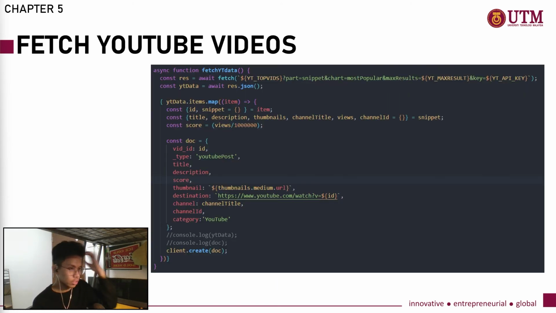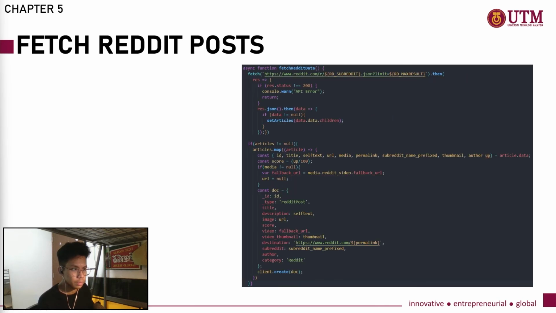This one is for fetching YouTube videos with the URL and API keys at the top. It fetches the top 10 YouTube videos that are trending on the day, and then it creates a score by dividing the views by 1 million, and then it saves the post onto the database.